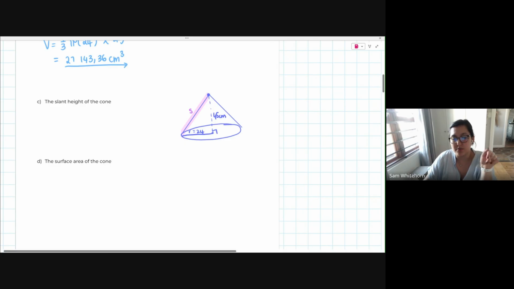And why it was so important that we were told that this is a right cone is because now we see that we've got a right angle triangle here. So we can use Pythagoras to go and determine our slant height. So I'm going to give you like 60 seconds, quickly work out the slant height for me.